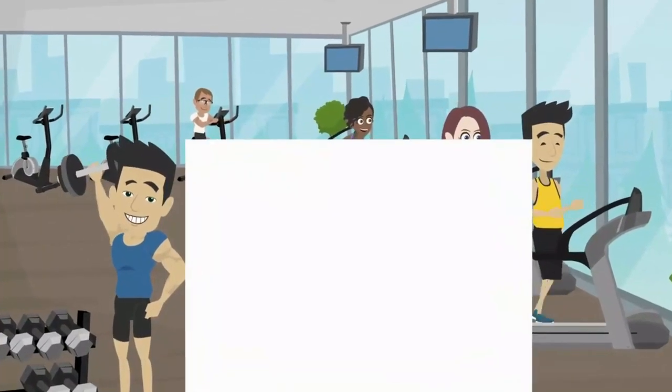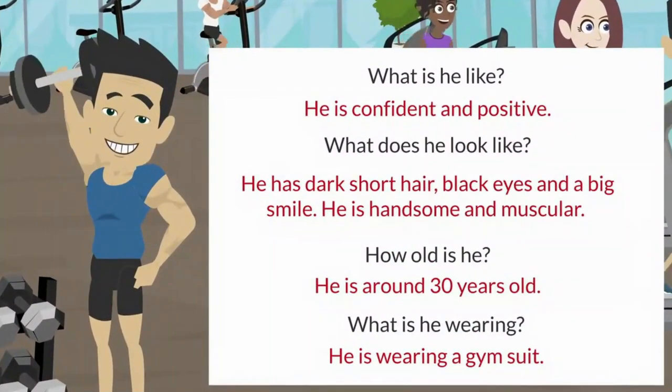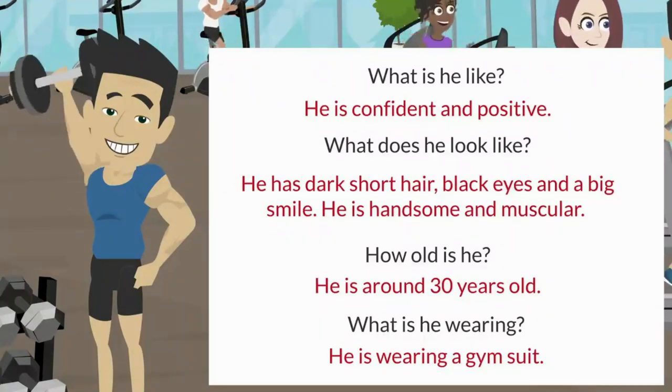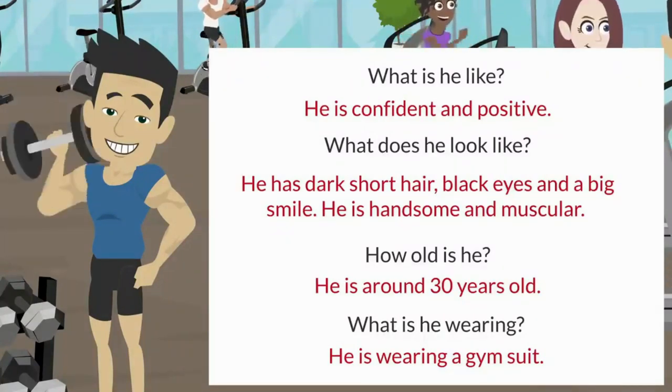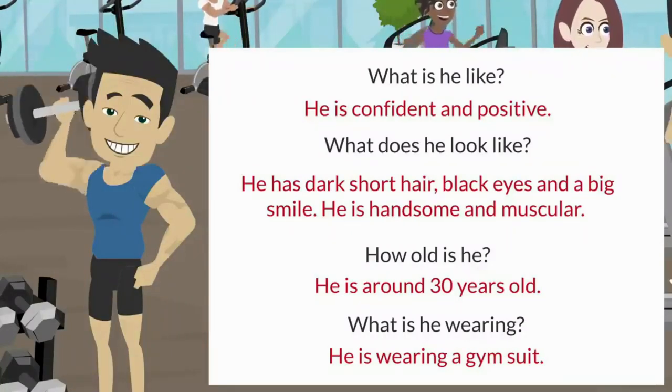What is he like? He is confident and positive. What does he look like? He has dark short hair, black eyes and a big smile. He is handsome and muscular. How old is he? He is around 30 years old. What is he wearing? He is wearing a gym suit.